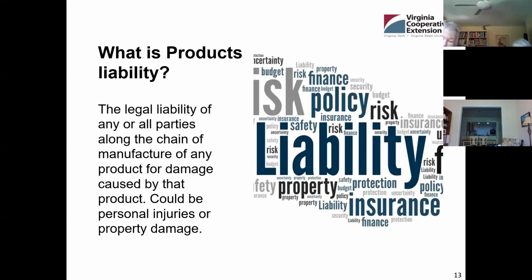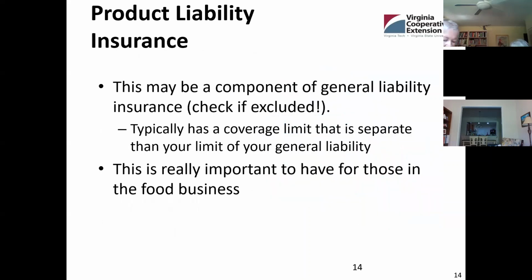What's really important, though, for food as a business is to make sure that we have products liability. So products liability is the legal liability of any or all parties along the chain of manufacture of any product for damage caused by that product. It could be personal injuries, or it also could be property damage. So that's kind of a mouthful. What exactly are we talking about here?